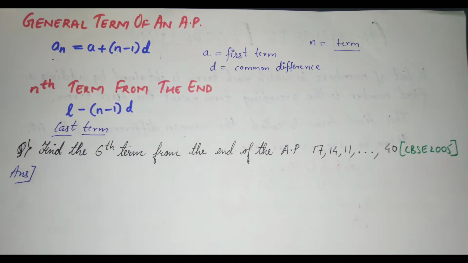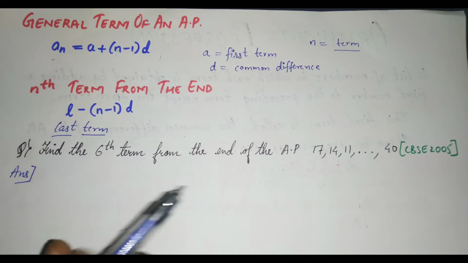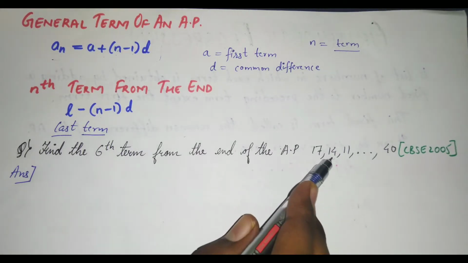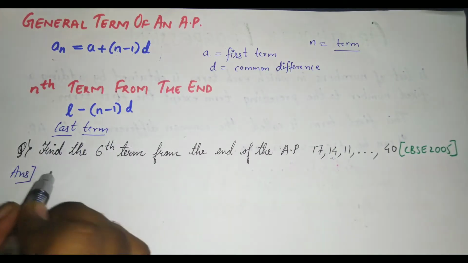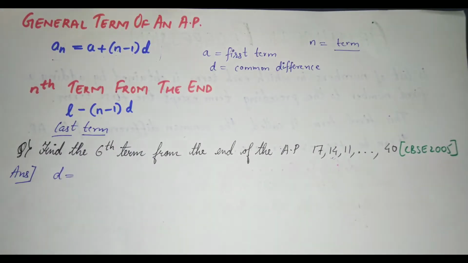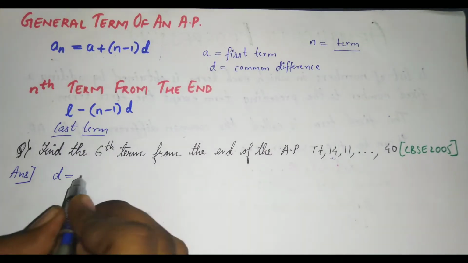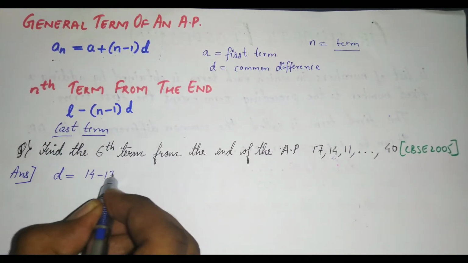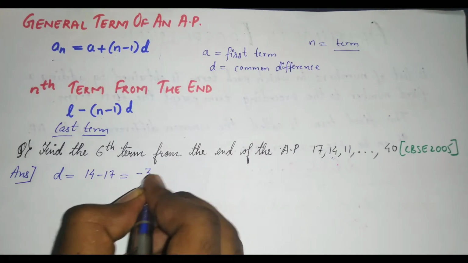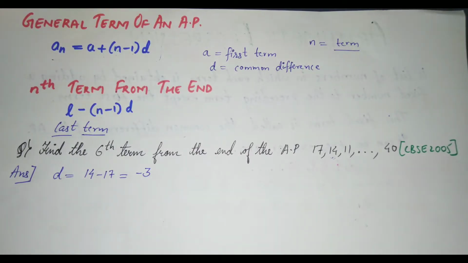And this common difference also you have to find. For finding out the common difference, what you have to do, you have to see the sequence, then you have to subtract. How to find the common difference? Common difference is represented by d. Second term minus first term. So the second term is 14. So when you do 14 minus 17, you will get it as what? Minus 3. Fine. So you're getting d as minus 3.